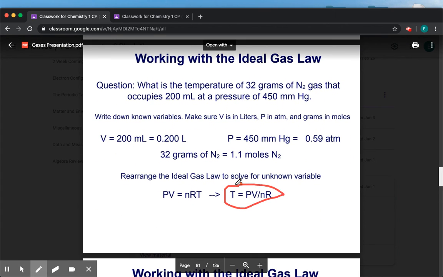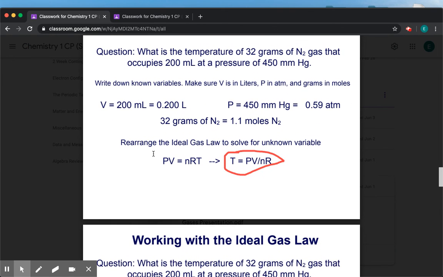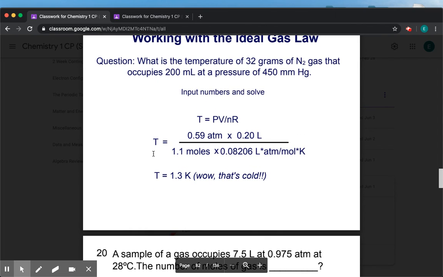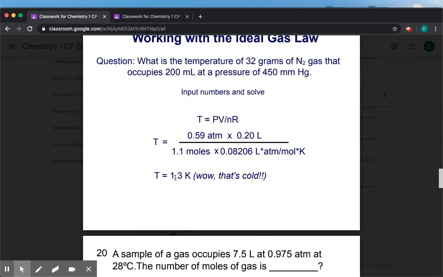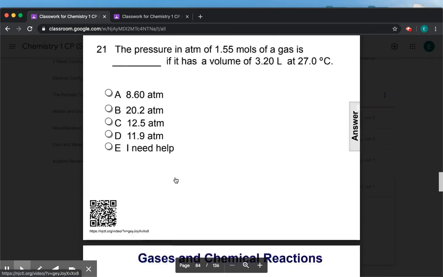Convert your numbers, because remember I told you volume has to be in liters. So they convert it to liters. You need to have moles, so they convert grams to moles, and you need to have your pressure in atmospheres, and they convert everything to atmospheres. So you have everything you need. Plug your numbers in and solve. That's all you're really going to be doing today: have your equation, rearrange it, solve. They plug the numbers in, they get a value, 1.3 Kelvin. Boom.